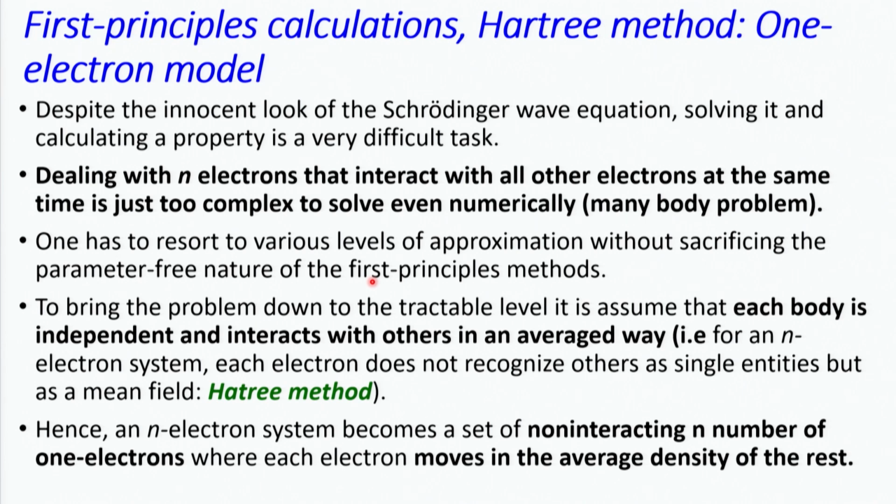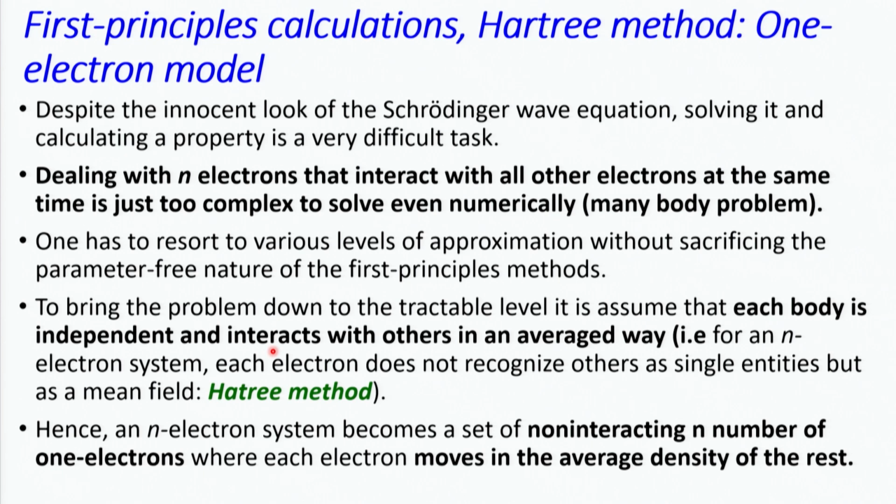First principle itself should be parameter free. So to bring the problem down to a tractable level, it is assumed that each body is independent. Essentially we are considering that all the people in the crowd are behaving in the same way, and each person sees the others as a kind of smeared out or average behavior.